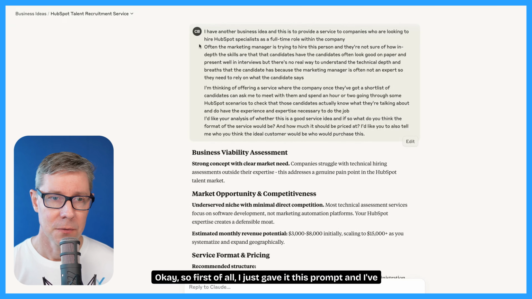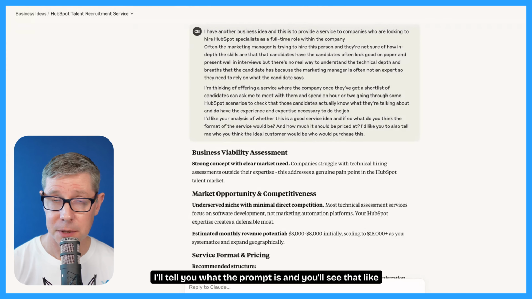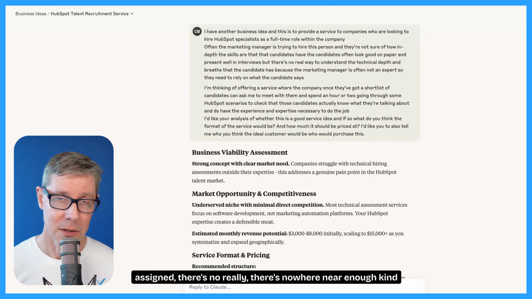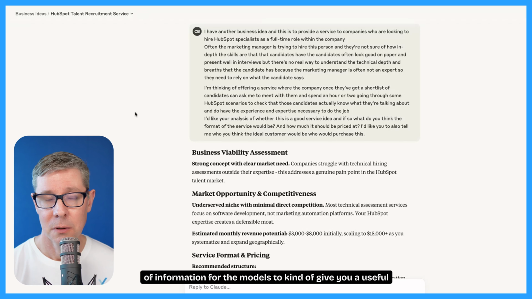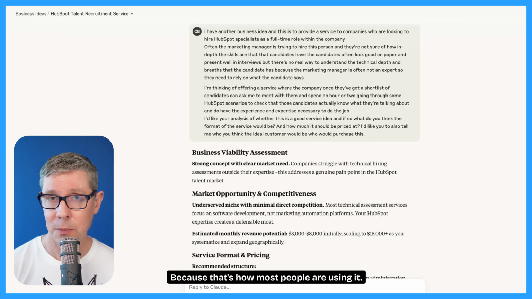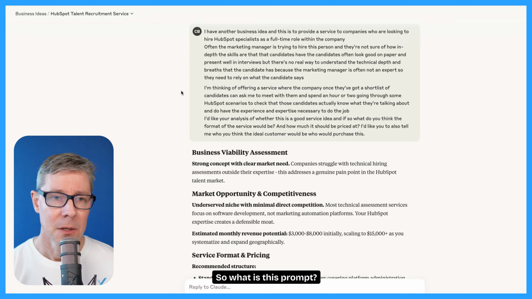Okay, so first of all, I just gave it this prompt, and I've deliberately kept this prompt very simple. I'll tell you what the prompt is, and you'll see that there's hardly any context. There's no role that's been assigned. There's nowhere near enough information for the models to give you a useful answer in a way. So why have I done that? Because that's how most people are using it. And so then you'll fall into the trap that many do. So what is this prompt?